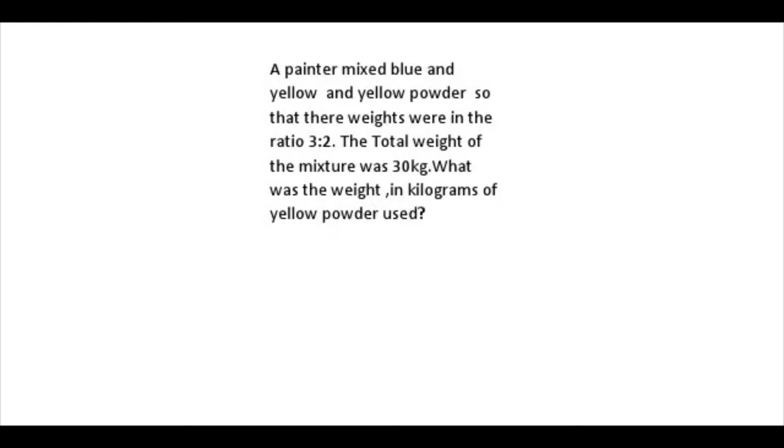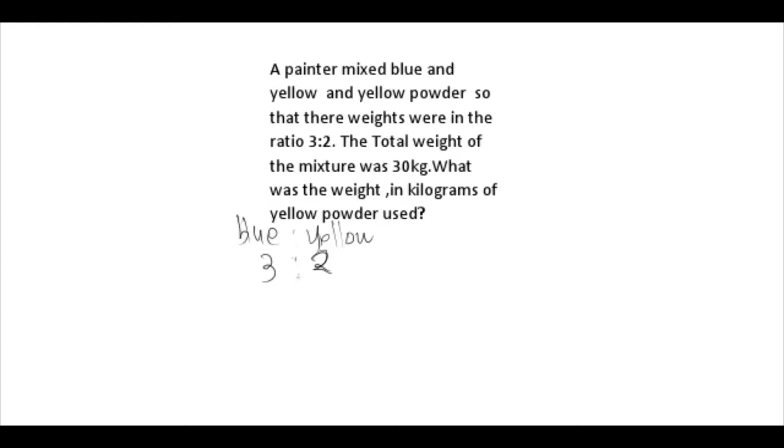A painter mixed blue and yellow powder so that their weights were in the ratio 3 to 2. The total weight of the mixture was 30 kgs. What was the weight in kilograms of yellow powder used? So we have blue powder to yellow powder. The ratio of blue to yellow is 3 to 2. Then we are told the total weight of the mixture was that.